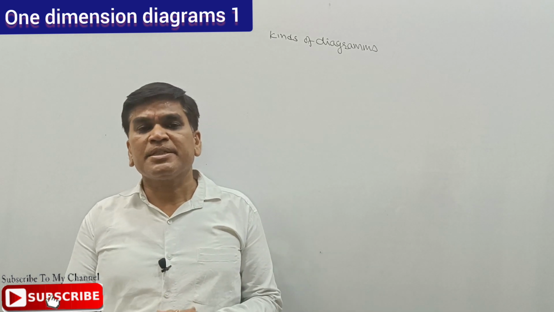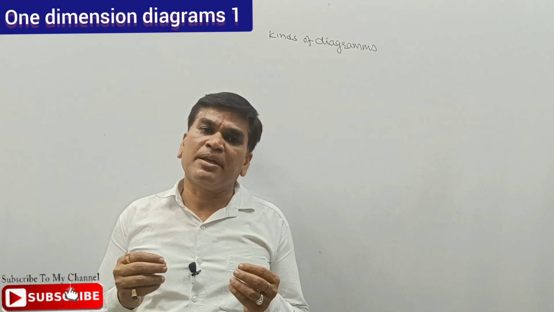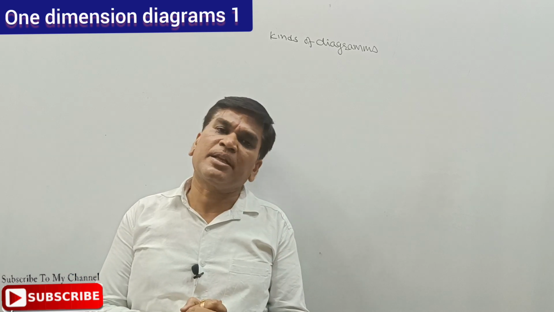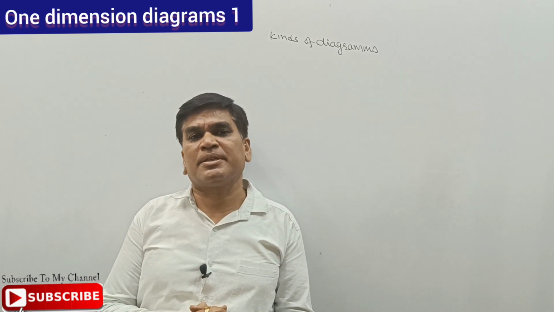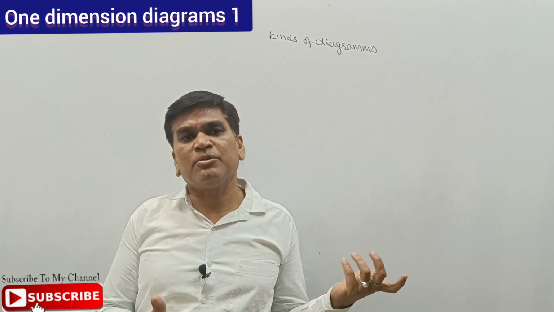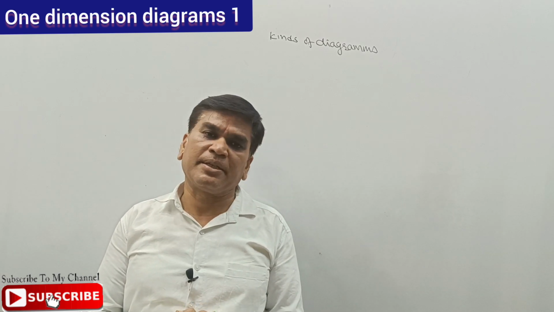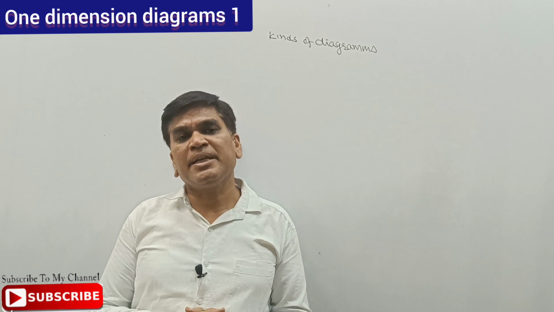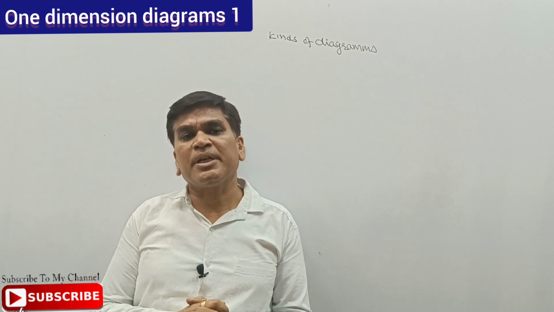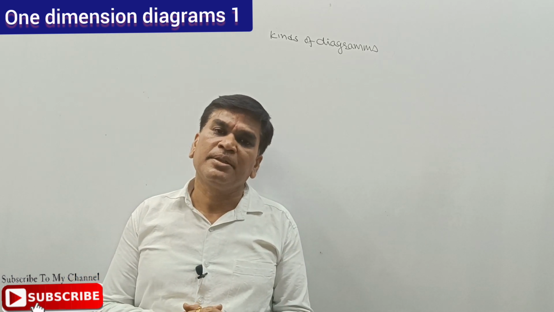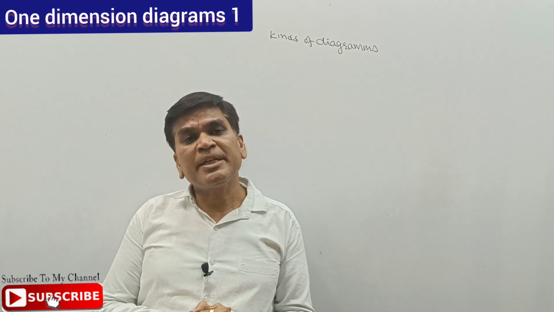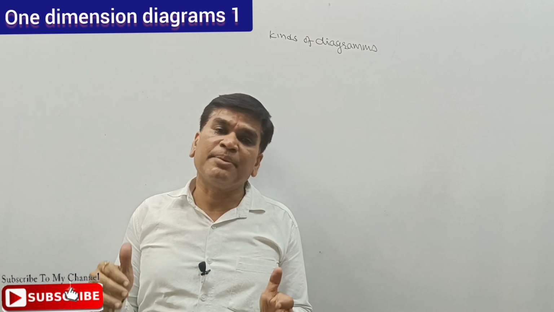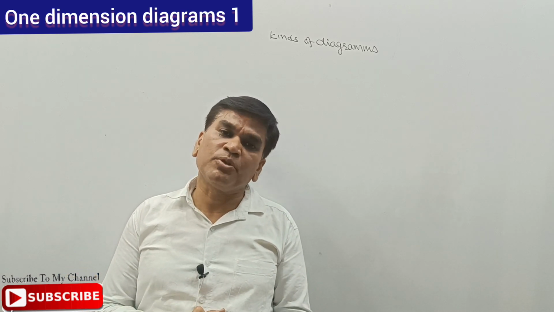First is the one dimensional diagram, in which the height is important and the width is not important. That type of diagram we call a one dimensional diagram. We will discuss how to draw it later. There may also be a two dimensional diagram, where the height and width are both important to show the data. There may also be a three dimensional diagram, where height, width and depth, three things, have to be considered in the diagram.